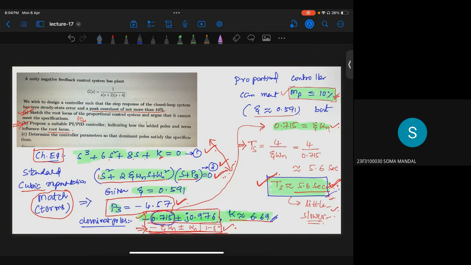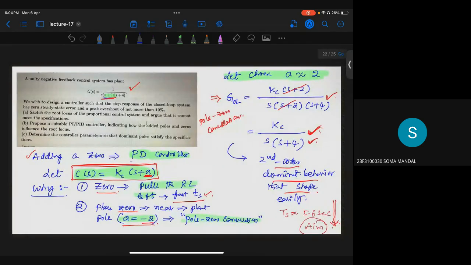This k is equal to 6.69. It will give you an overshoot of 10% and a settling time of 5.6 seconds. Hence, we decide that the overshoot we are able to achieve, but the settling time is more. Hence, we are going for the PD controller.